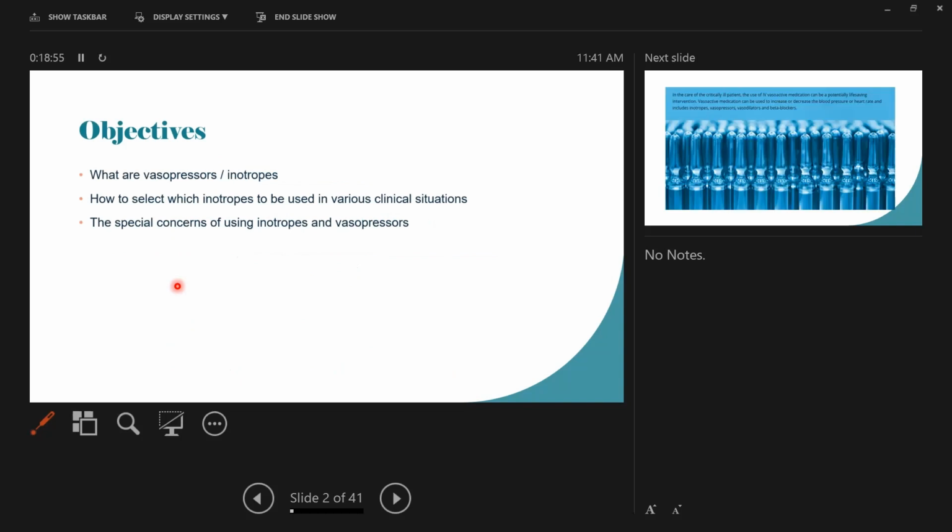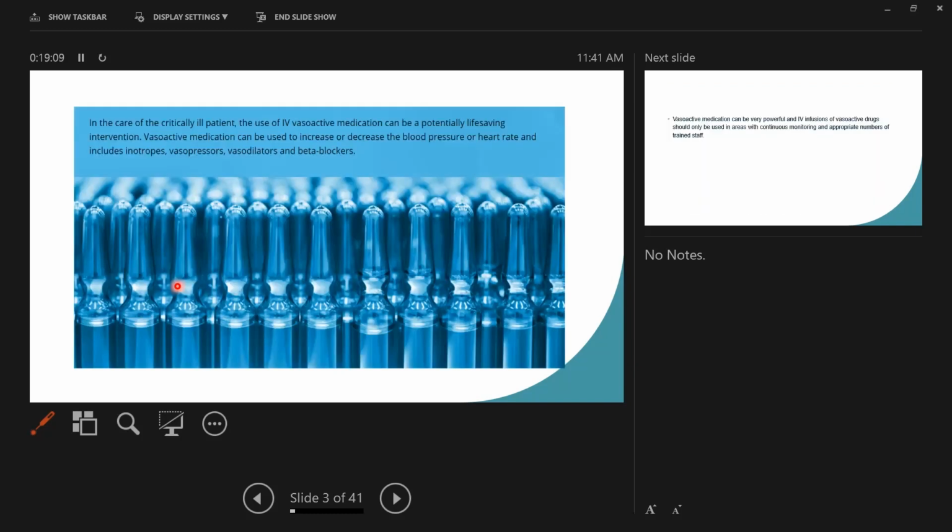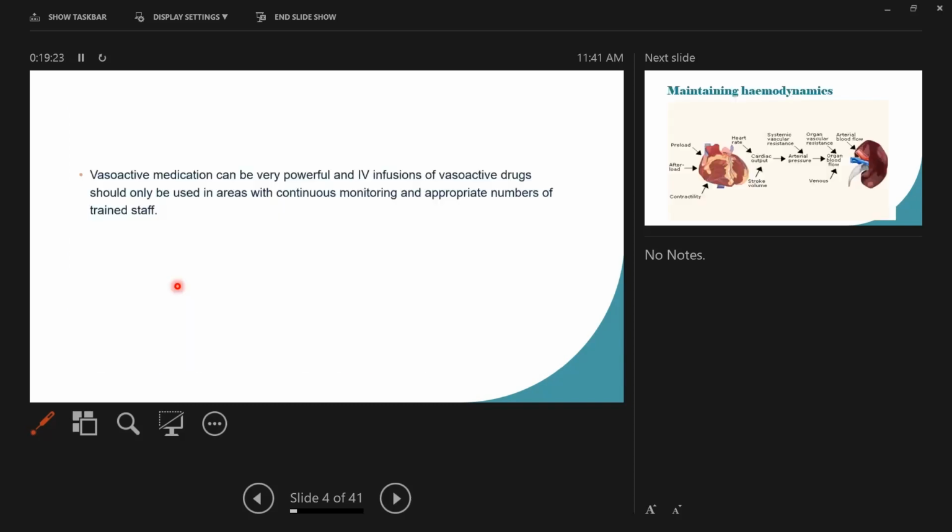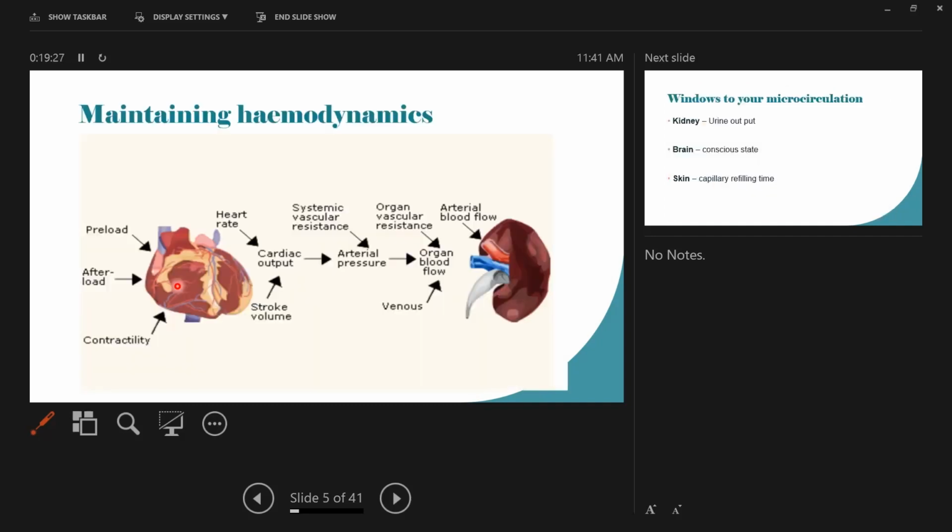So my objectives are to tell you all what inotropes and vasopressors are, how to select which inotrope in various situations, and any other special concerns when using inotropes and vasopressors. They are very important drugs, widely used in the health sector, and they are potentially life-saving medications. That is why we all need to know about inotropes. We have to use them with caution, and they are mostly used as infusions.